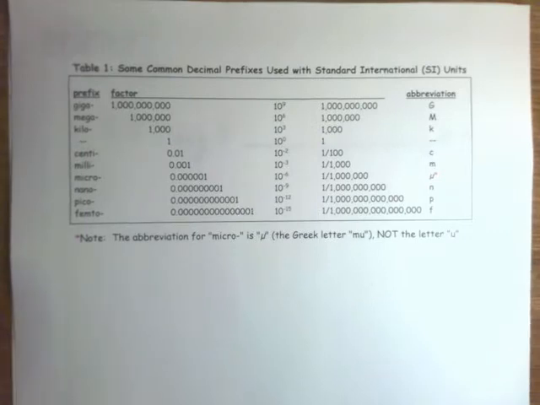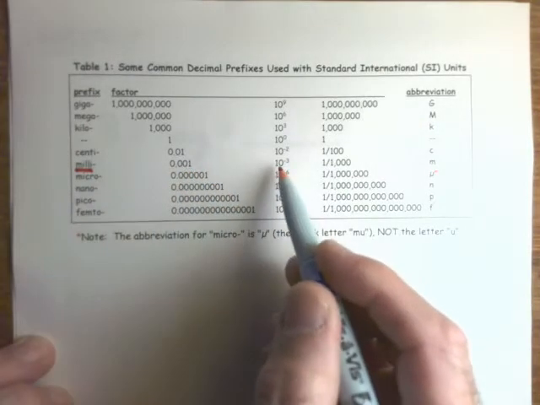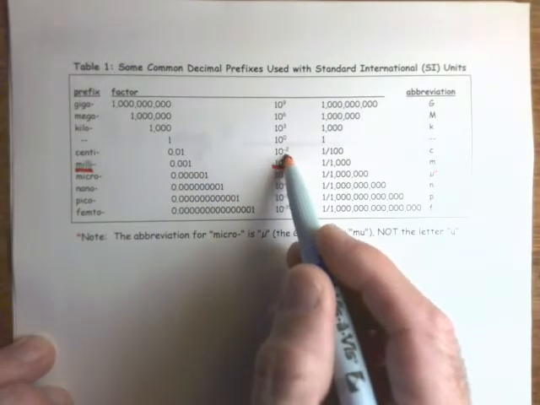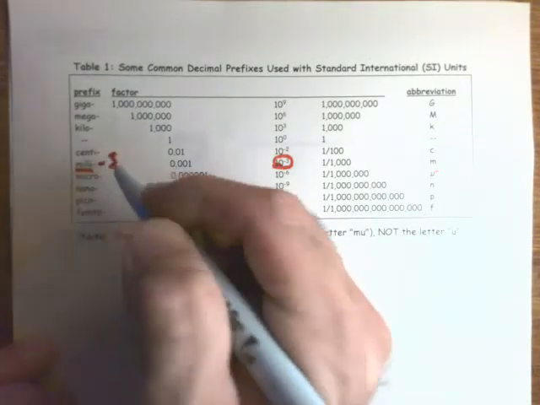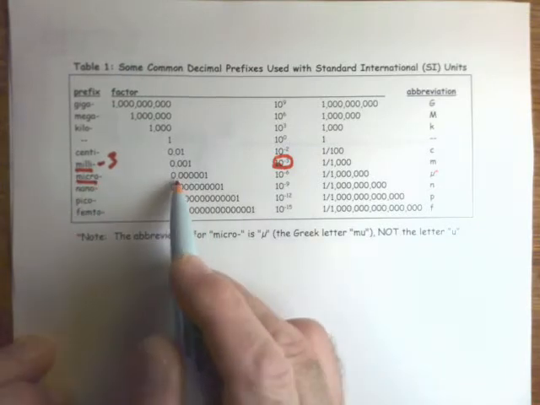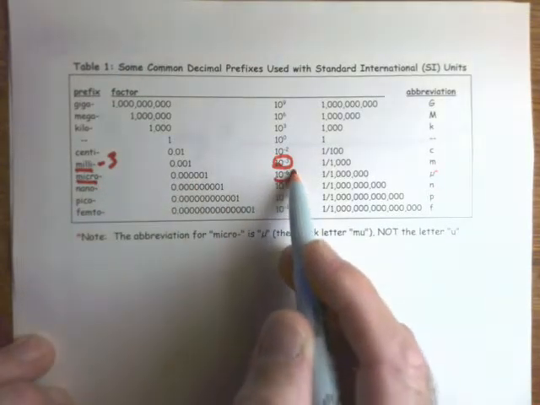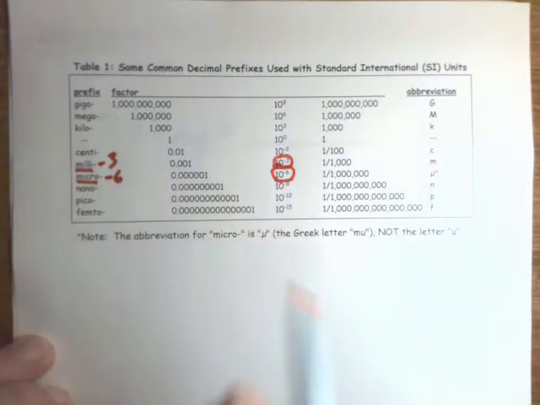So if we highlight those, you see that milli means 1/1,000th of something, and another way to express 1/1,000th is to say 10 to the negative 3. So when I think milli, I think negative 3. Micro means 1/1,000,000th of something, which is another way of saying 10 to the negative 6. So when I think micro, I think 10 to the negative 6.